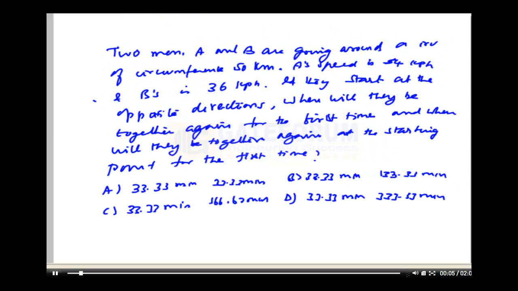Around a circular track of circumference 50 kilometers, A's speed is 54 kilometers per hour and B's is 36 kilometers per hour. If they start in the opposite direction, when will they be together again for the first time, and when will they be together again at the starting point for the first time?